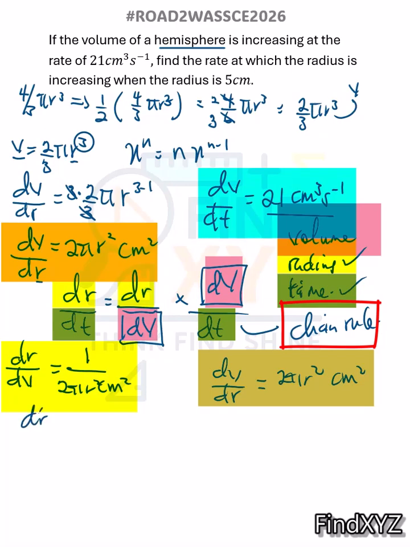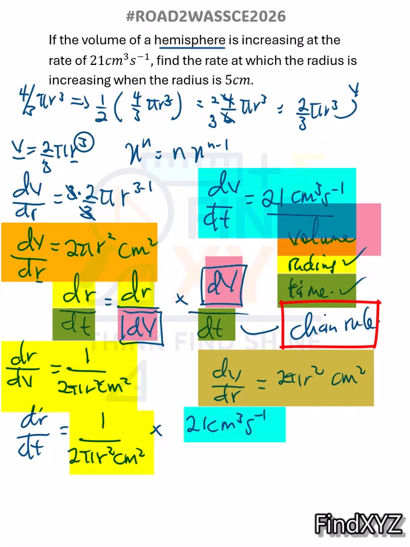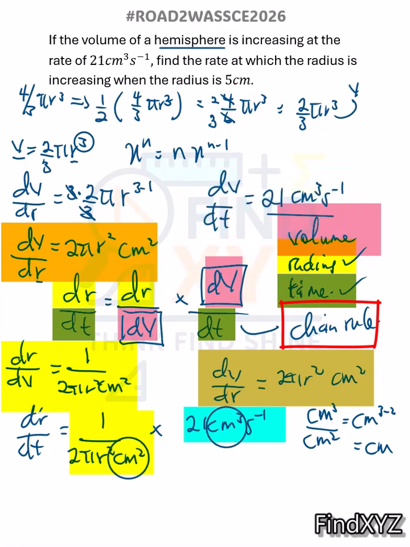So let's do that. The dr/dt is equal to the dr/dV, which is 1/2 pi r squared centimeters squared, times what is the dV/dt? That is 21 centimeters cube per second. Now watch this. If I have centimeters cube divided by centimeters squared, from our indices class, if the bases are the same, we can equally subtract the exponent. So this is centimeters, then to the power 3 minus 2, and that will give us centimeters. So it means that the centimeters squared and the centimeters cube will give us centimeters. Then we have our 21 divided by 2 pi r squared. So the dr/dt will be 21 over 2 pi r squared centimeters per second.